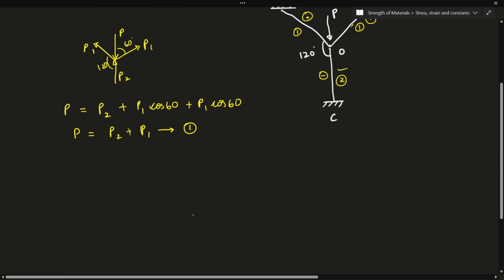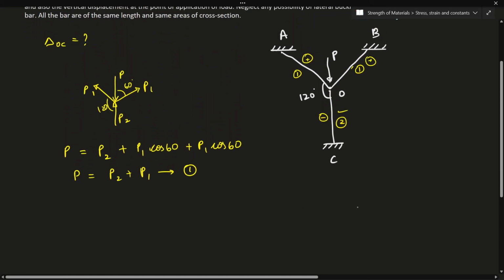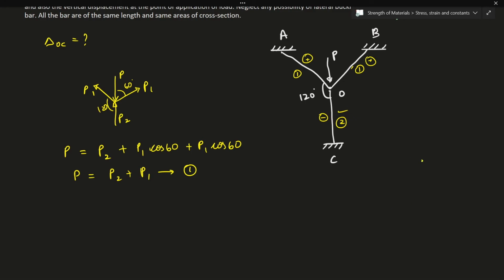Now I'll have to write down the displacement diagram. First of all, let me consider point O here. The point O will move down because of the load P, so member 2 is going to get compressed. This is going to be the new O dash, and this particular length is our deflection of OC. I'll call this delta 2. Now what will happen to member OB? Member OB will move in this direction, and this is going to be our new B1, and this particular deflection is delta 1, that is equal to delta OB.